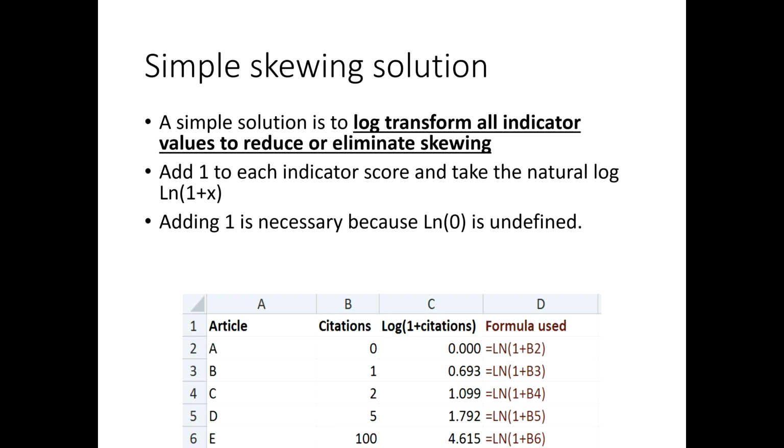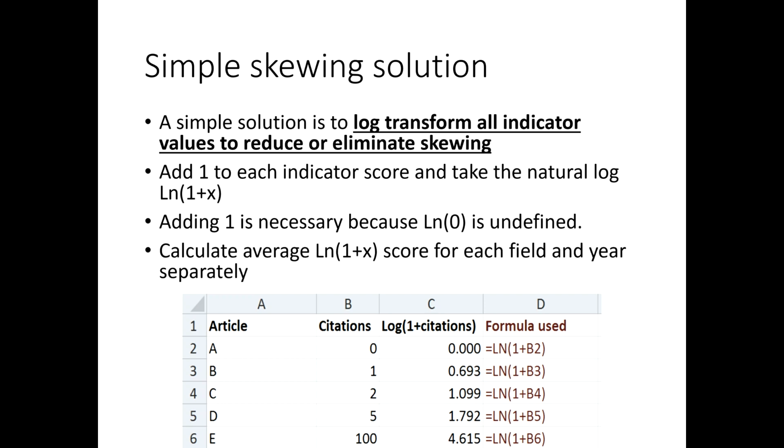Why do we add 1? It's because many scores are 0 and the natural log of 0 is undefined. So adding 1 gets around this problem. It's a standard method of getting around the problem that you have to take a log of a data set including zeros. And we calculate the average log 1 plus x score for each field and year separately. So when we divide by the average, it's the average not of the citation counts or the altmetric scores, it's the average of the log 1 plus citation counts or the average of the log 1 plus altmetric scores.